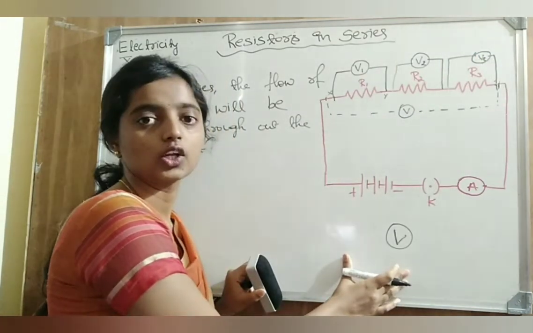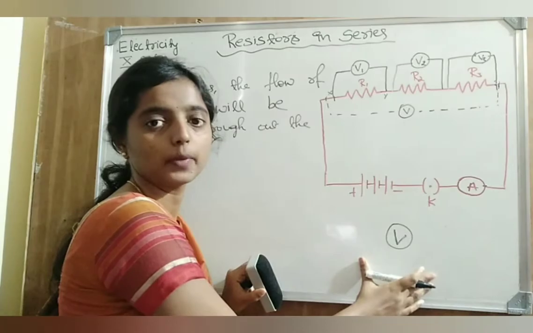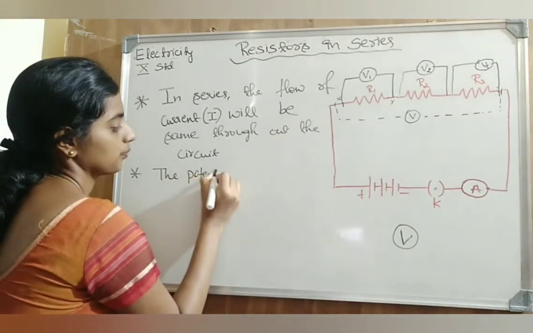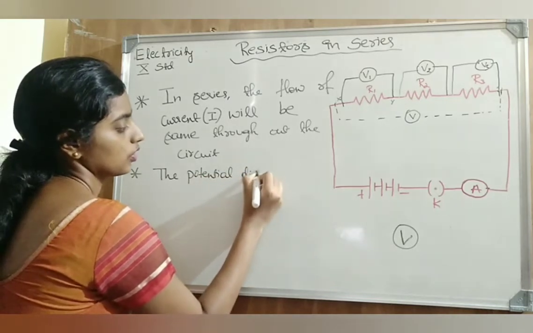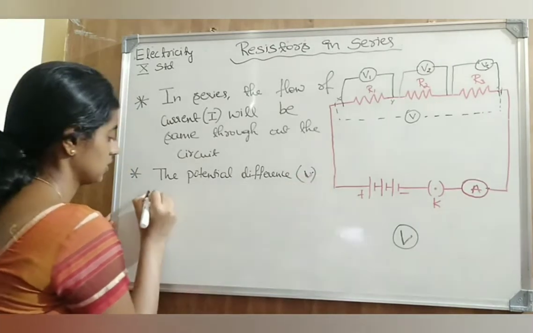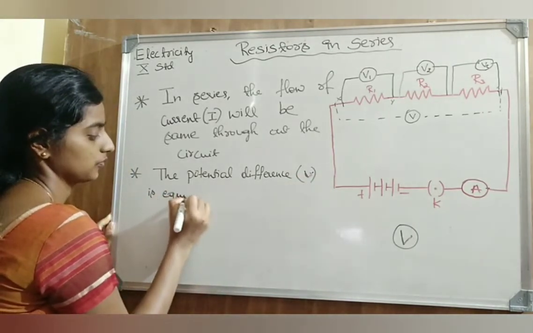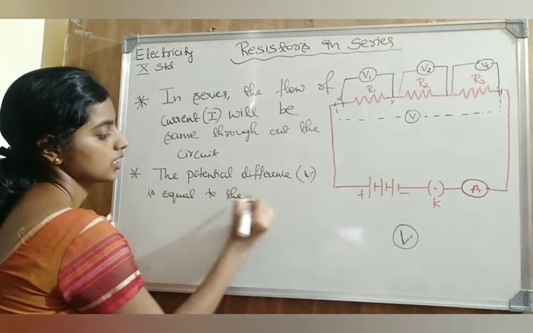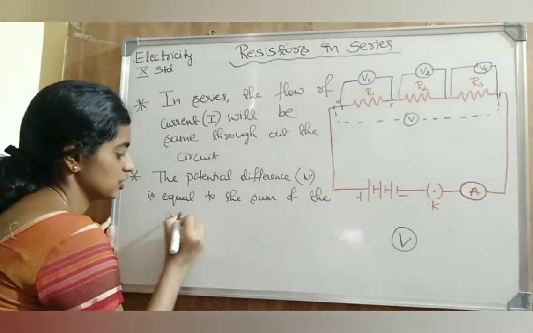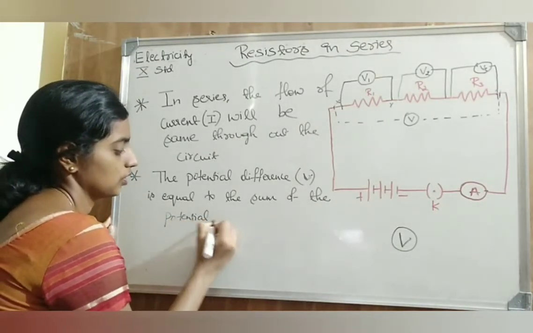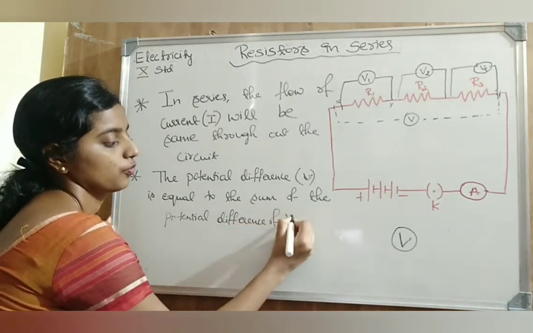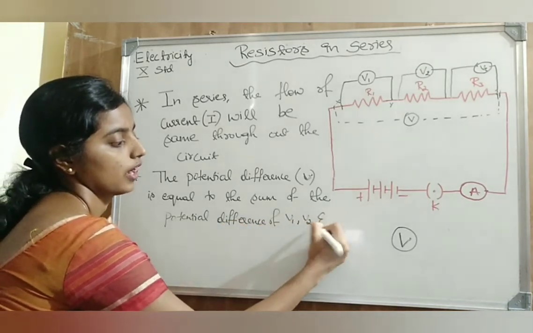Therefore, we can conclude, and the statement by this experiment is: the potential difference V is equal to the sum of the potential differences V1, V2 and V3.